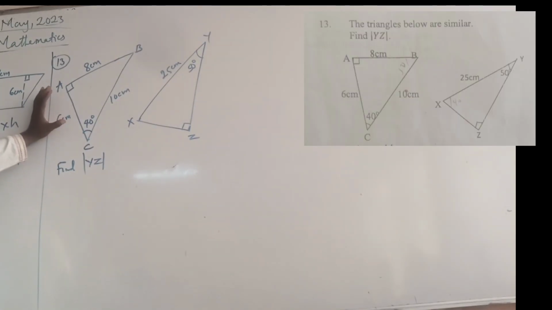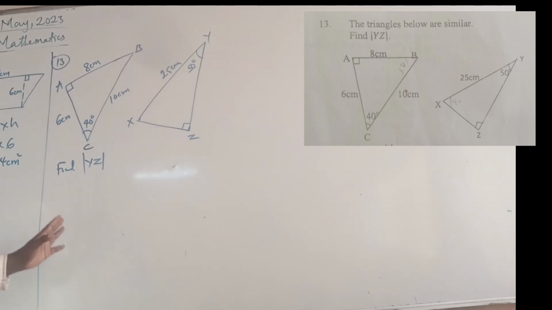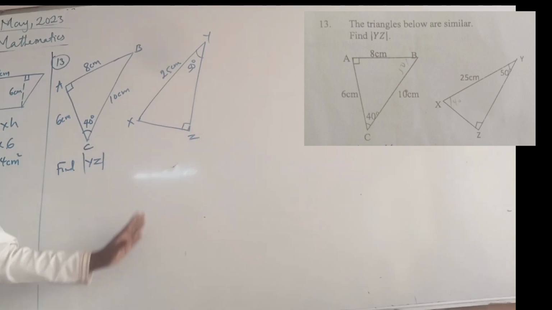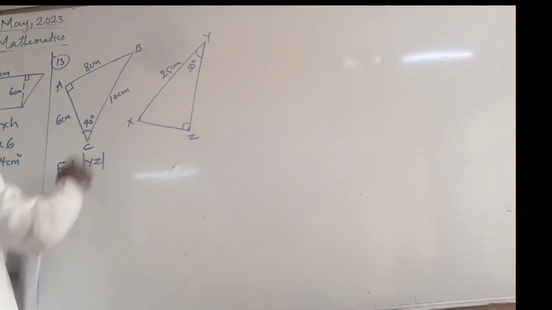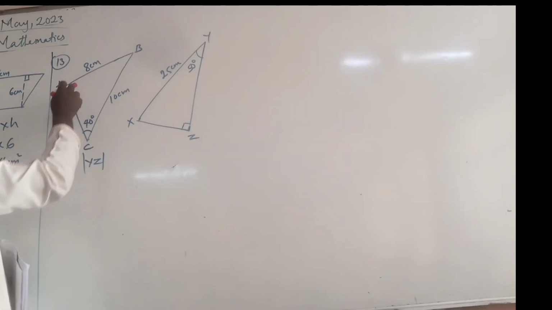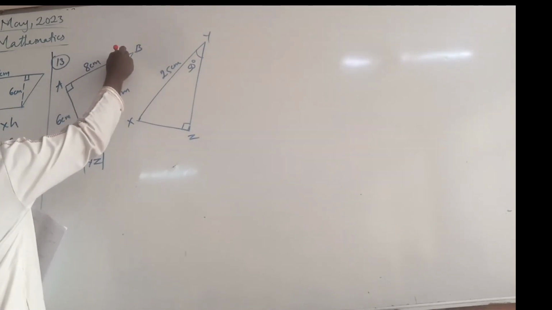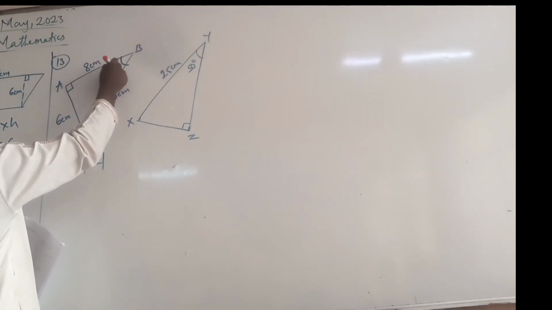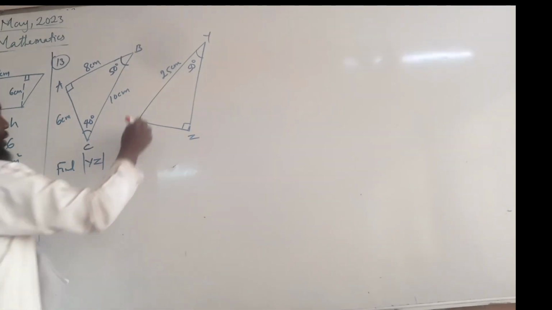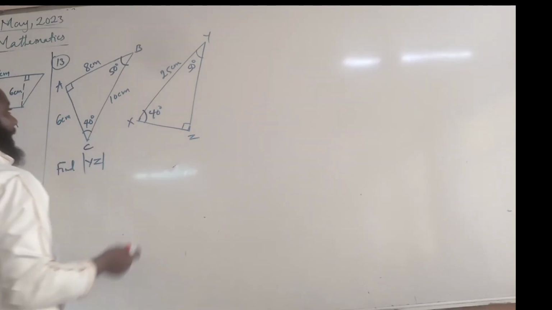Number 13. This is similar shapes. This question is on similar shapes. Before you can do it, you have to write out the ratio of corresponding sides. The ratio of what? Corresponding sides. But before that, let's fill in the angles. We have 90 degrees here, 40 degrees here. What will this angle be? 50 degrees. That gives 180. This one will also be what? 40 degrees. You can see we have the same thing.